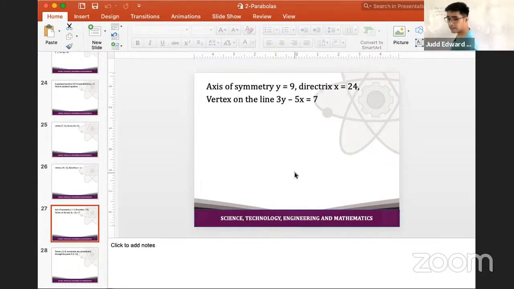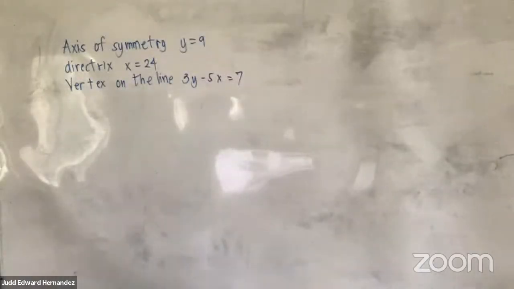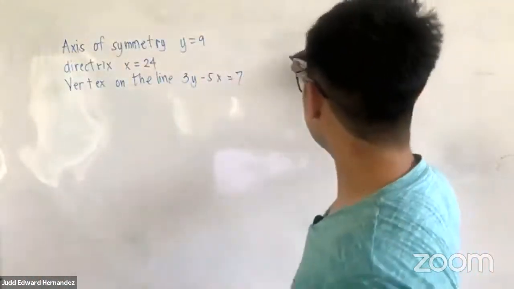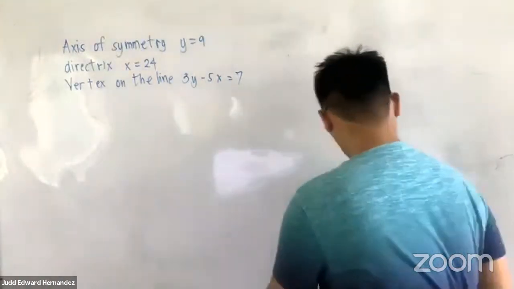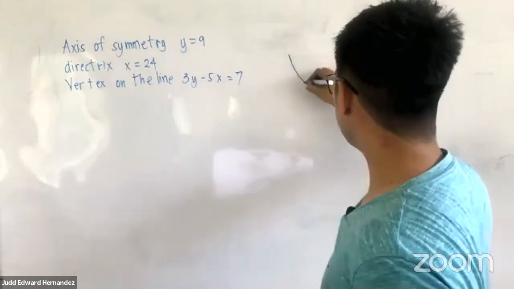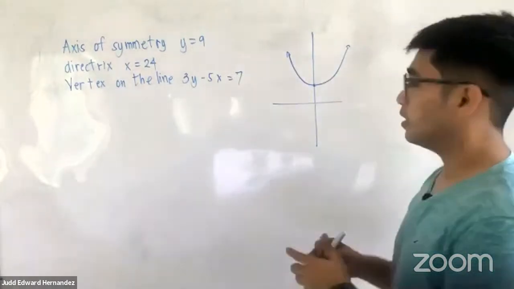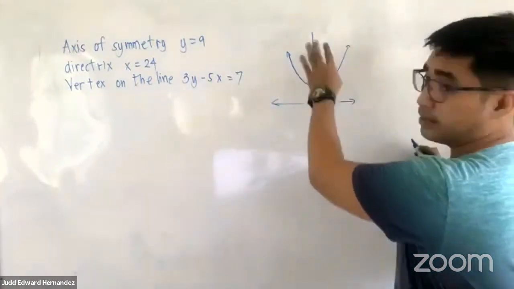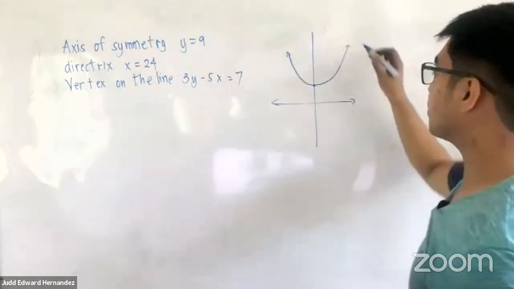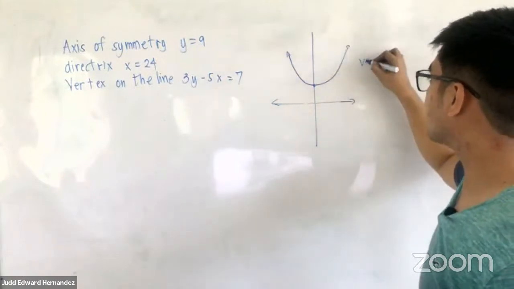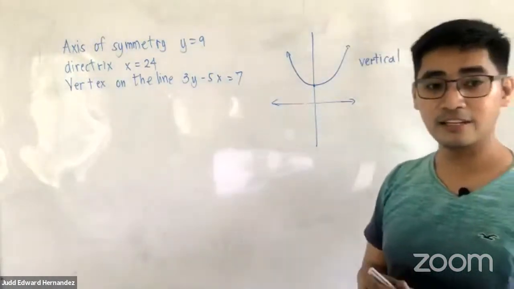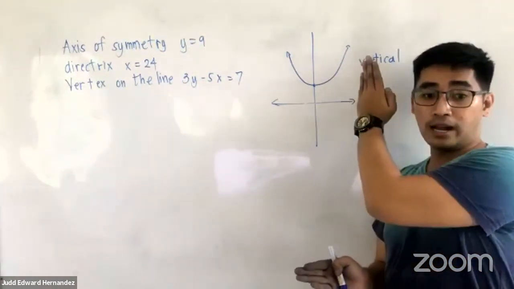Okay, papaliwanag ko sa inyo, paano nalalaman yung axis of symmetry. So when we say axis of symmetry, if this is the parabola opening upward, okay. So, this is the axis of symmetry. Ito daw yung axis of symmetry. Therefore, if our parabola is opening upward, its axis of symmetry is vertical. Tatandaan mo, vertical yung axis of symmetry niya. Kasi, doon sila magkamukha. Okay.